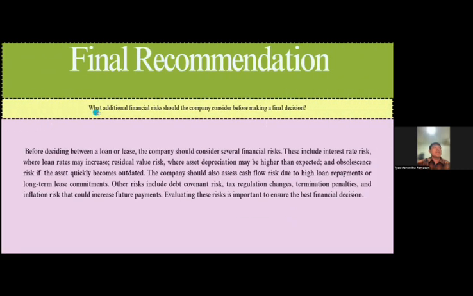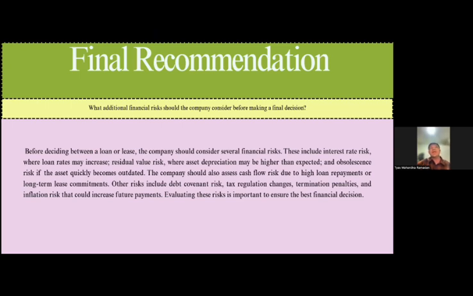And the last question is, what additional financial risks should the company consider before making a final decision? Before deciding between a loan or a lease, the company should consider several financial risks. These include interest rate risk, where loan rates may increase, residual value risk, where asset depreciation may be higher than expected, and obsolescence risk if the assets quickly become outdated.